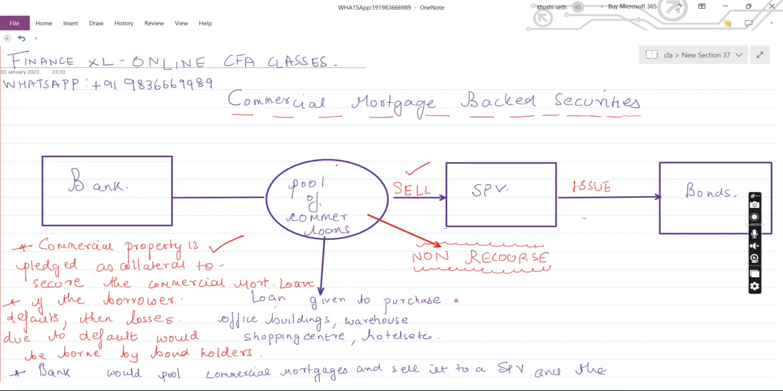turn would issue bonds that are backed by the pool of commercial mortgage loans. Now, once the bank sells these loans to the SPV, these loans belong to the SPV, and the borrowers of these commercial loans won't pay their EMIs to the bank. They would now pay their EMIs to the SPV, and the SPV would use these EMIs to pay coupon and principal to these bondholders. Now, these bonds are known as commercial mortgage-backed securities.